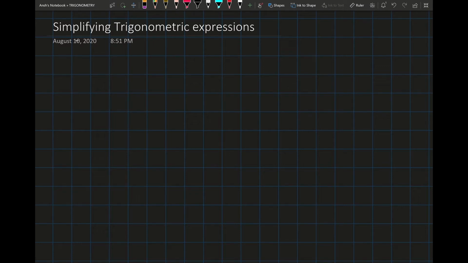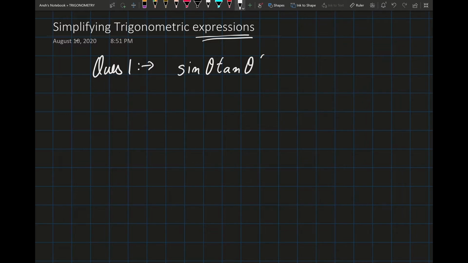Today we'll be looking at some of the questions related to simplifying of trigonometric expressions, and let's take a look at the first question. The first question we'll be solving together would be sine theta tangent theta times cosecant theta plus cot theta. Alright, so let's recall the basics first.